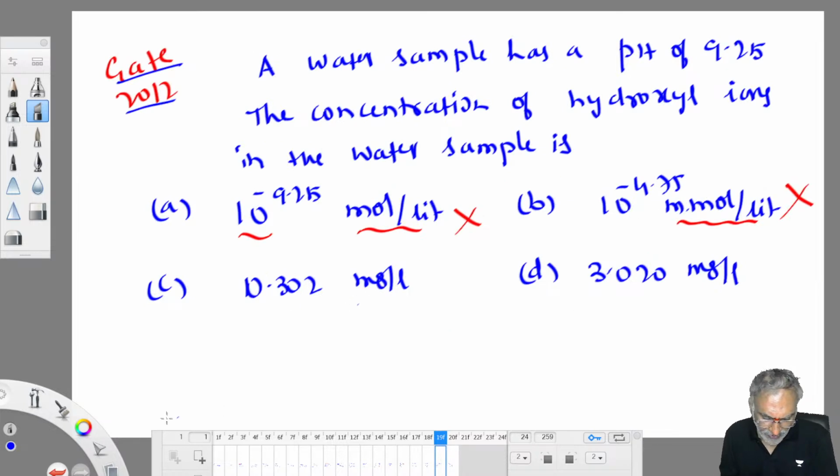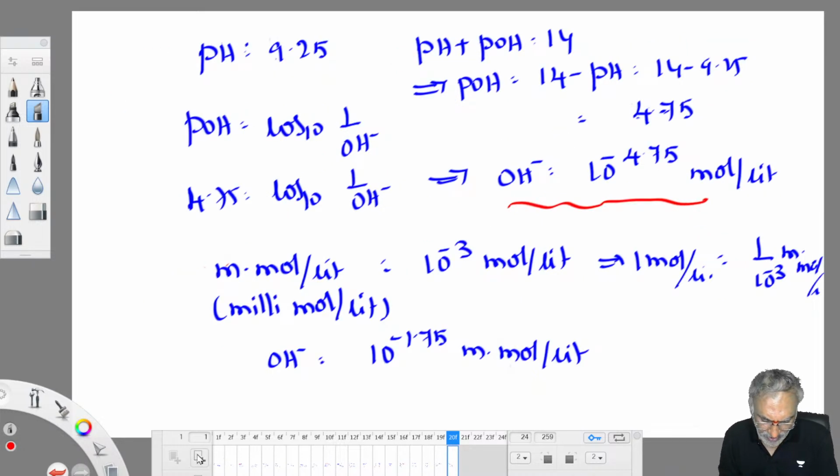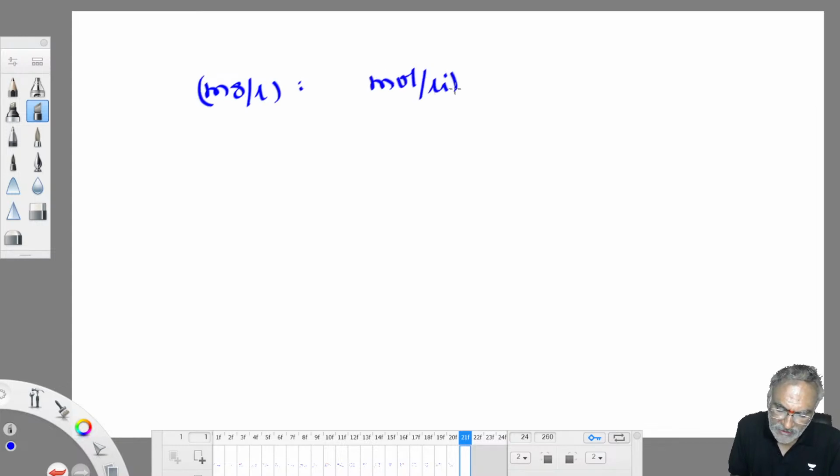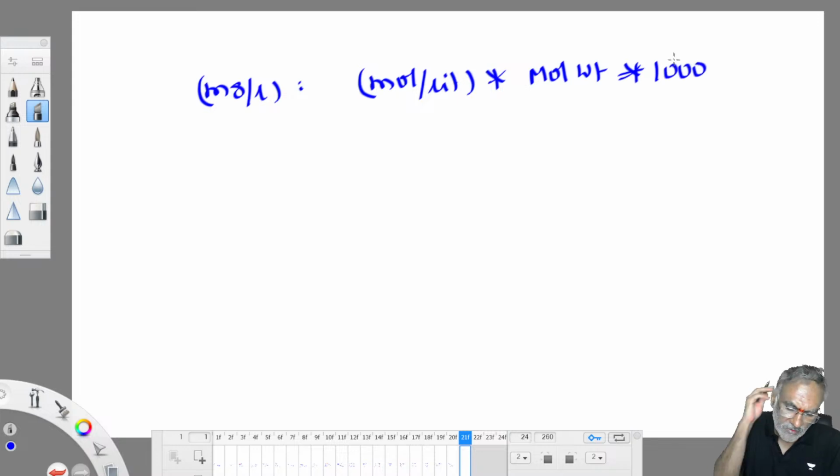So I again have to verify with milligram per liter. To convert millimoles per liter to milligram per liter, or moles per liter to milligram per liter: the ionic concentration is normally expressed in moles per liter, but we have to convert that into mass concentration. So how to convert moles per liter to milligram per liter? Milligram per liter of any substance is equal to moles per liter of that substance into molecular weight of that substance into 1000.